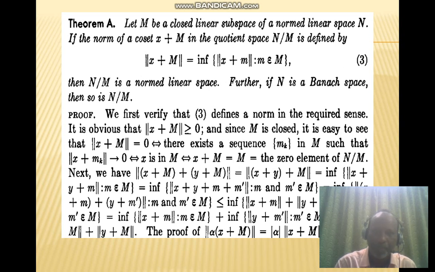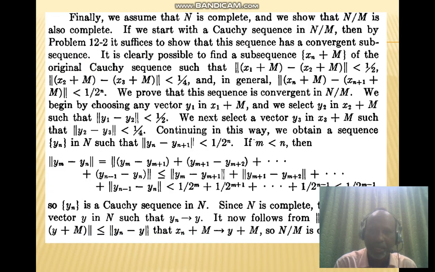That is the first part of it, and we shall prove the second part of it, that is what we are aiming at, that it is a Banach space. Assume N is complete by hypothesis, and we will try to prove that N by M is also a complete space. How to prove this?